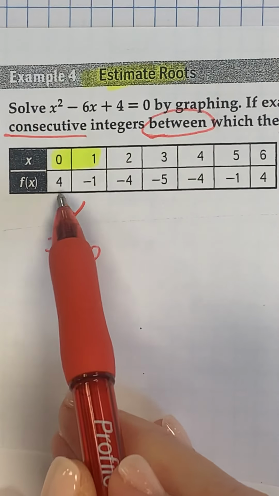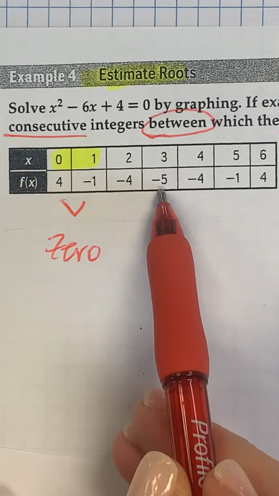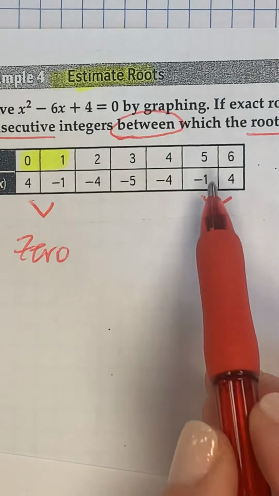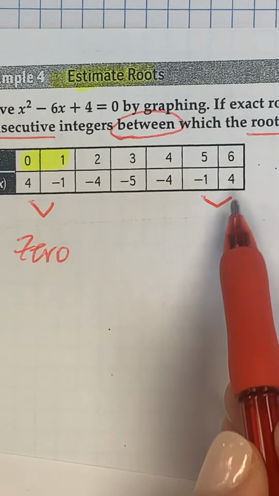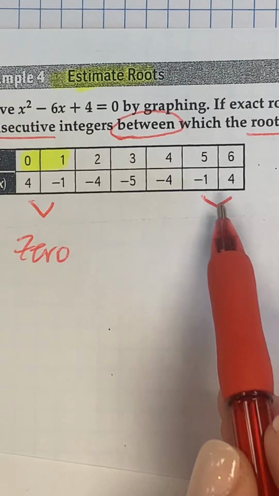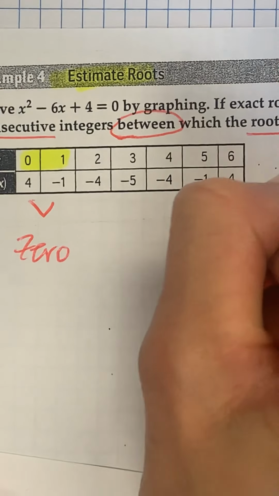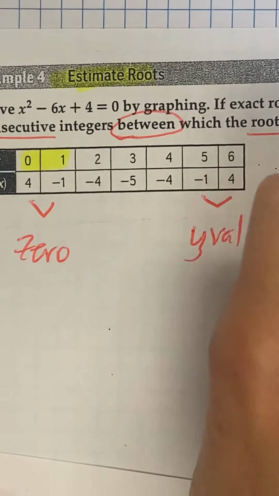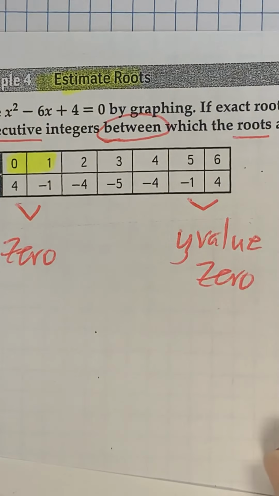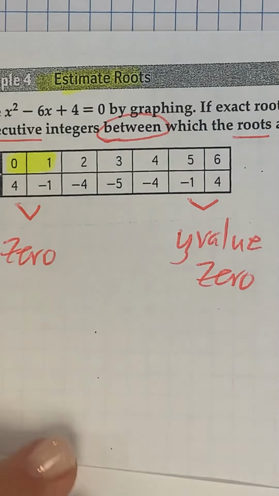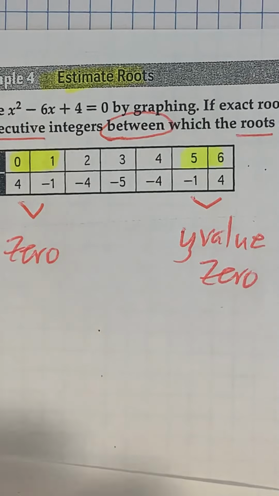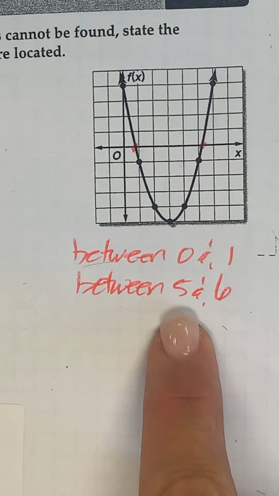Same thing, I'm looking for a sign change. Oh, right here, look. I'm looking for a sign change. So somewhere between these two consecutive points, 5 and 6 are consecutive, somewhere between here, the y value is going to be 0. Okay, so where does that fall? Somewhere between 5 and 6. Remember, that's what we came up with over here.